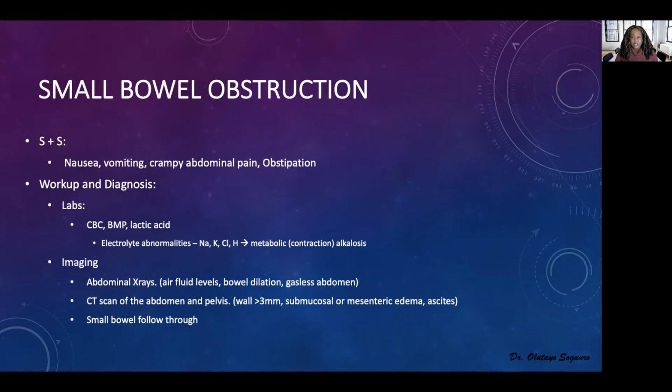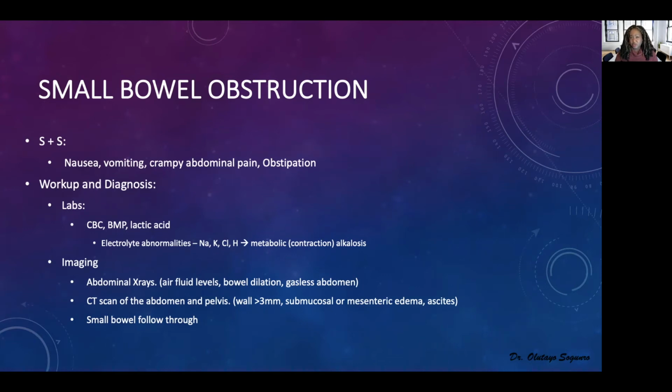Workup and diagnosis. This includes laboratory work and imaging. Labs such as a CBC, a BMP, and a lactic acid can be very helpful. Oftentimes, in these patients, you'll find an electrolyte abnormality, such as that in sodium or potassium. Imaging includes abdominal x-rays, a CT scan, and a small bowel follow through.